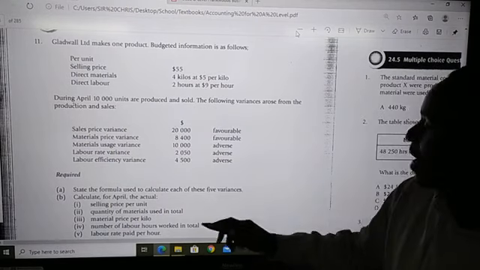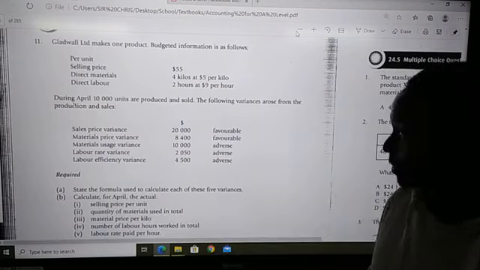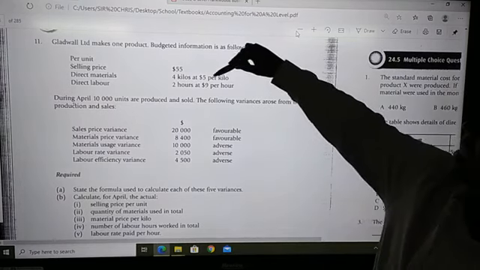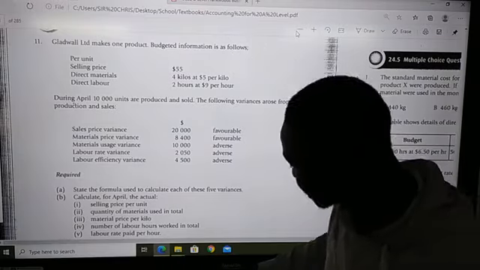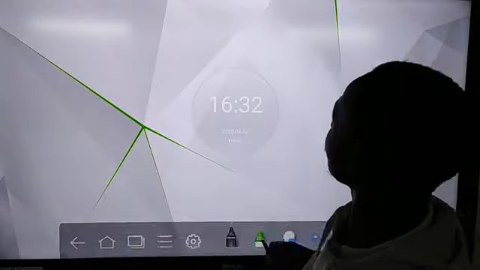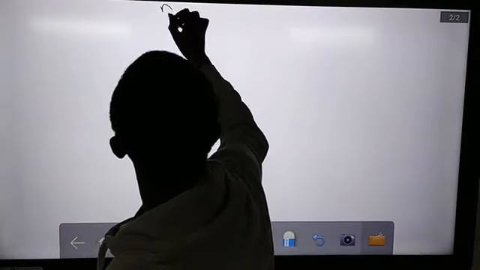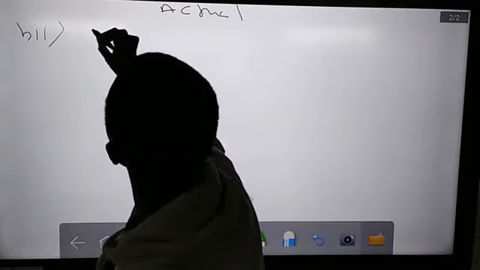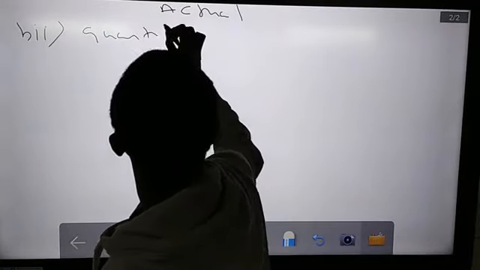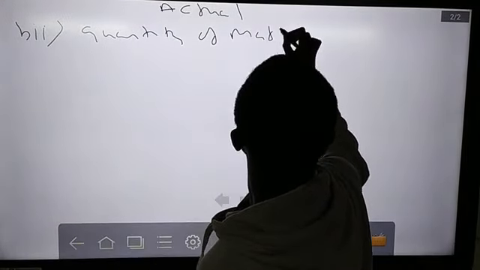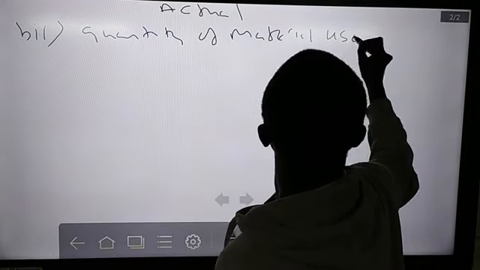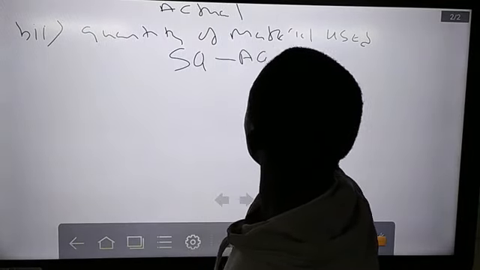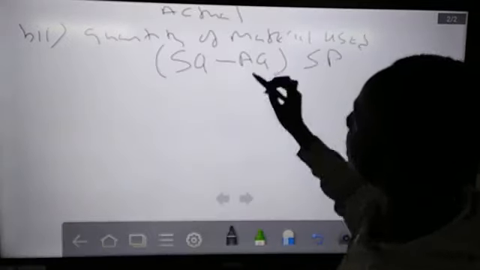Minus X, our actual quantity, that's the one we are looking for, isn't it? In brackets, multiplied by the standard price. Our standard price is what? 5 here. Let's go and do the calculation. So we are saying, remember we are looking for the actual quantity of material used. Okay, so the formula is standard quantity minus actual quantity, then we multiply by the standard price.